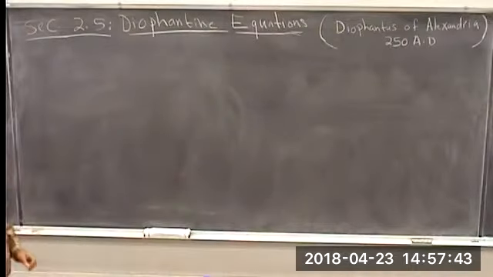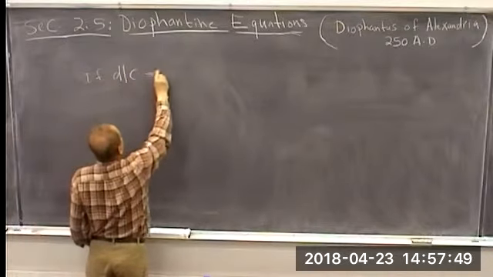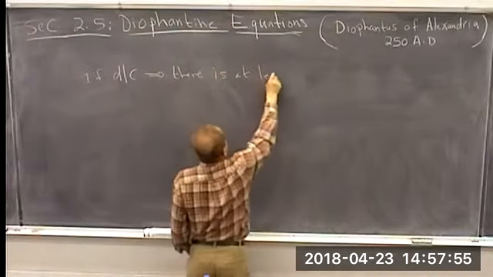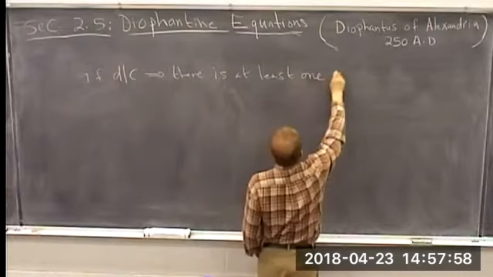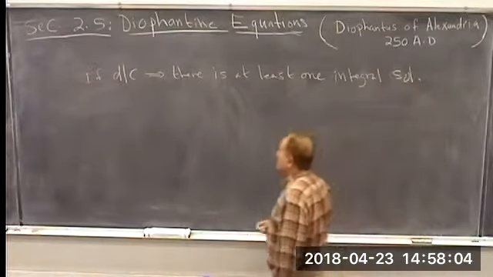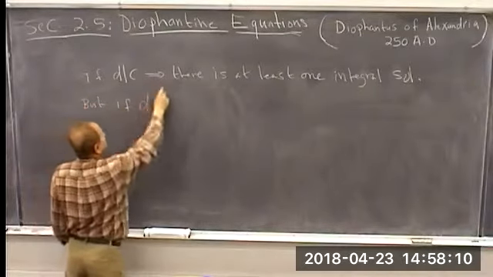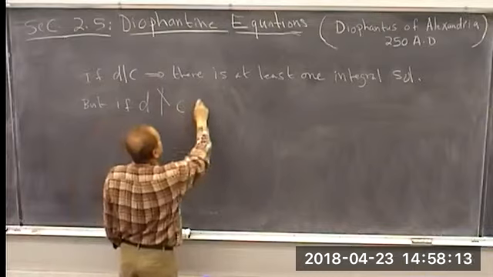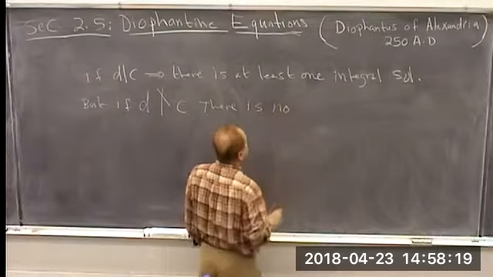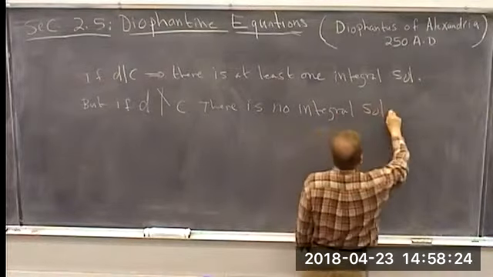So this is what we have. If D divides C, this implies there is at least one integral solution. But if D does not divide C, there is no integral solution at all. None.